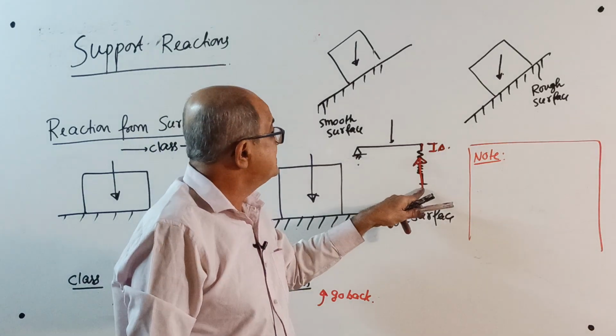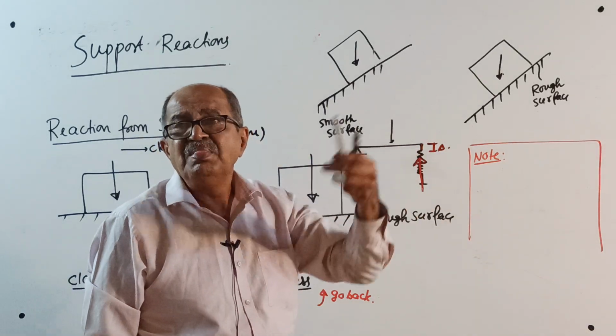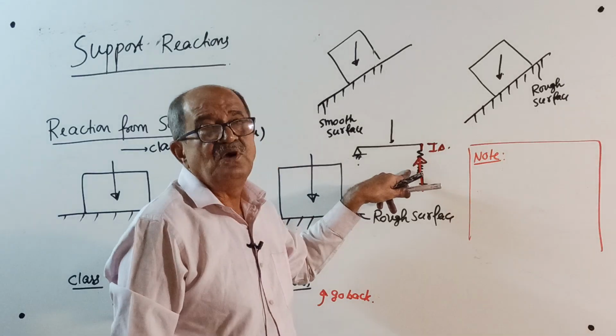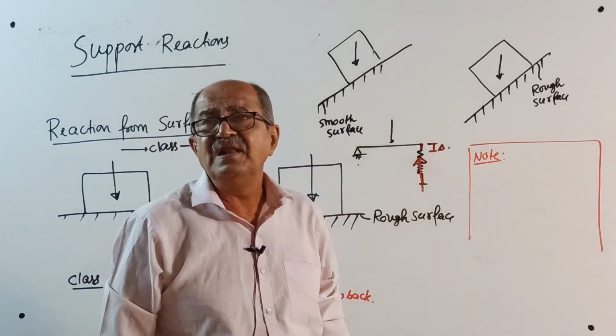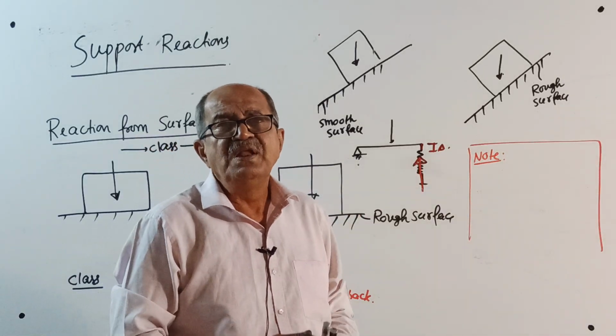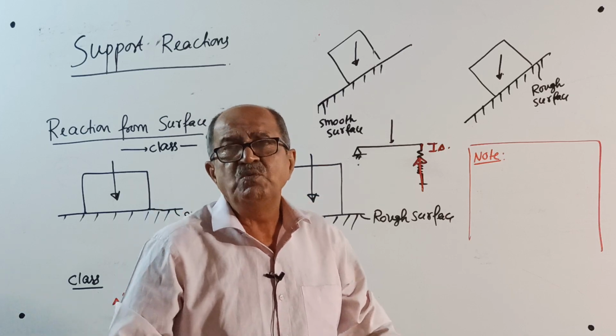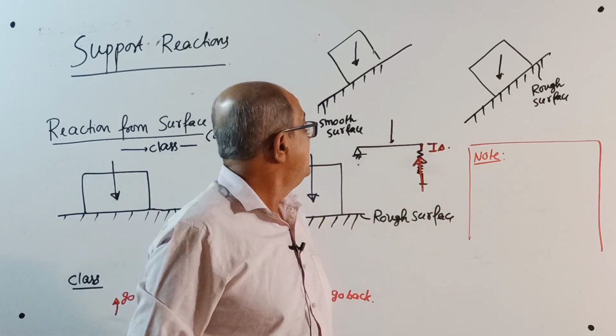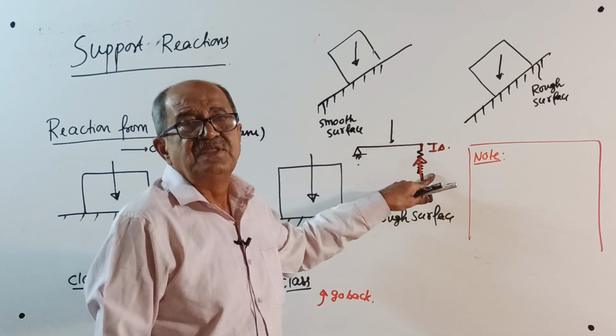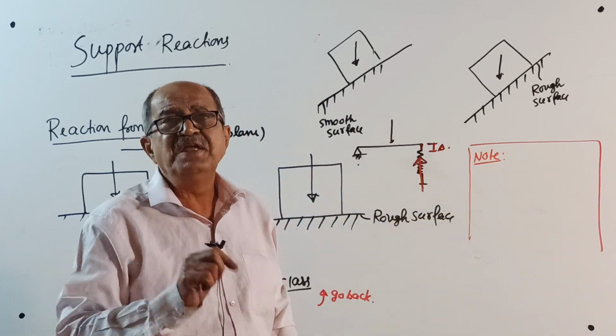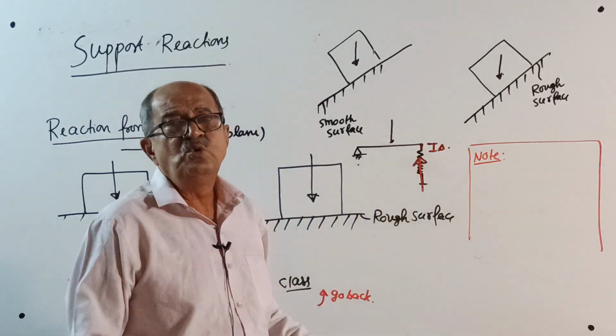But how much is the reaction? Is it the same as earlier? Yes. In the case of this beam, it is the same as earlier. Maybe once it yielded, it once again started resisting. So here, the spring will not change the reaction. Why? Don't bother now.